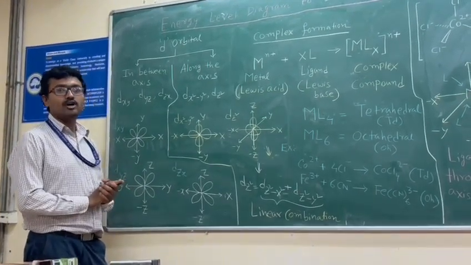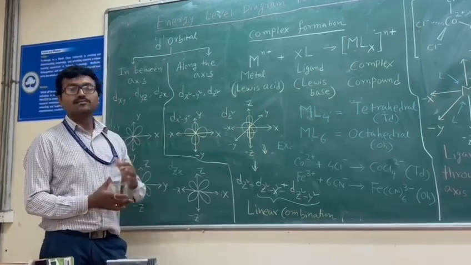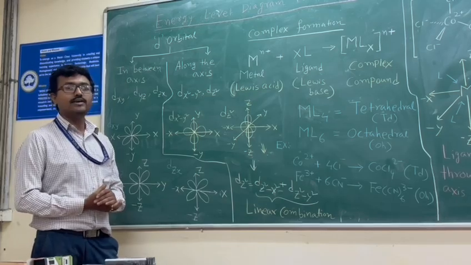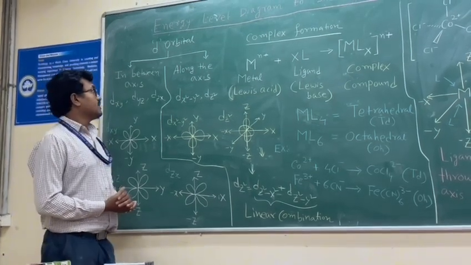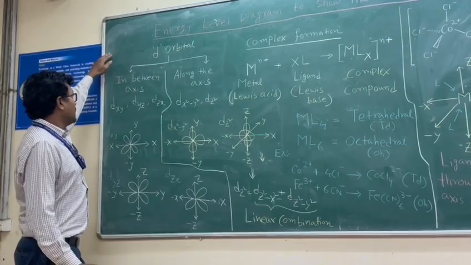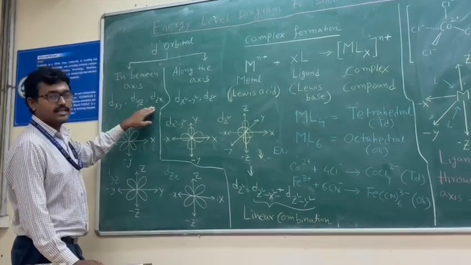Now there are different orbitals, s orbital, p orbital, but here in complex formation we have to choose d orbital because d orbital can form different types of complex. Now d orbitals, there are two types of d orbitals. There are some d orbitals: dxy, dyz, dzx.